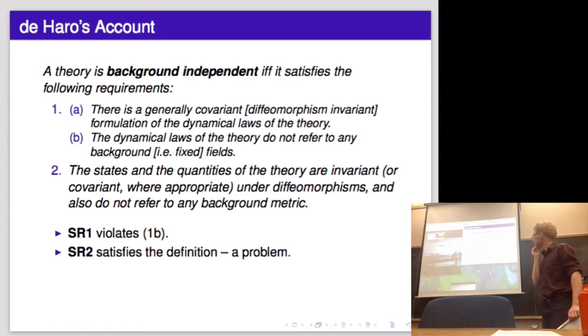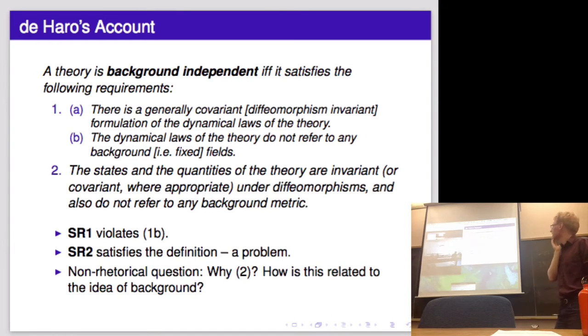So one last thing on Dewar, which is a kind of question for the audience, is that personally, I don't see why this condition on the quantities transforming appropriately is relevant to the idea of background. So I don't see why this condition 2 is included in a definition of background independence. Perhaps someone has some insight here or I'm missing something, in which case I would like to hear it.